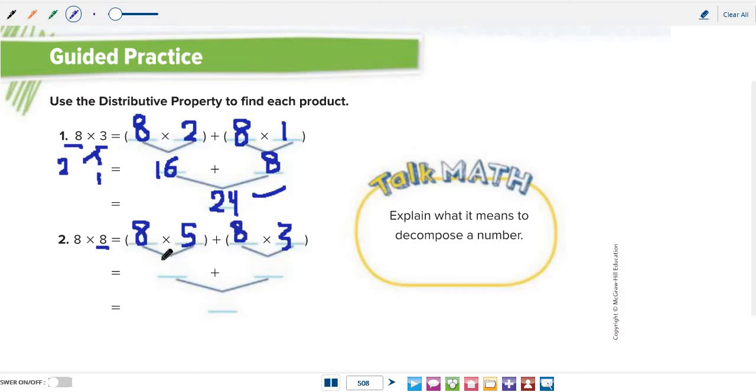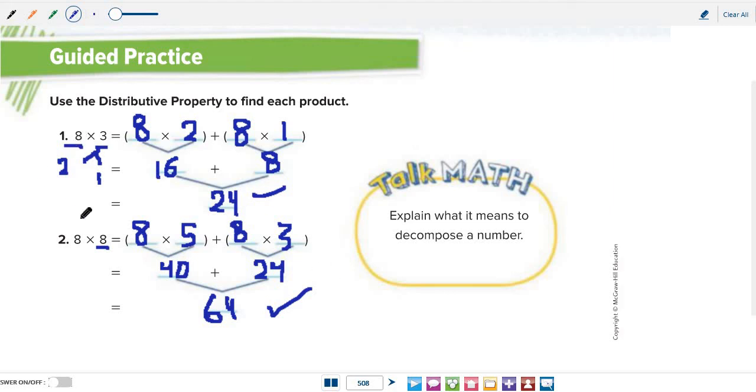Now we need to find the products. 8 times 5 equals 40. And 8 times 3 equals 24. We find this product here. Now we need to add 40 plus 24 equals 64. So please grade 3, be sure to write the correct answers in your book, page number 508.